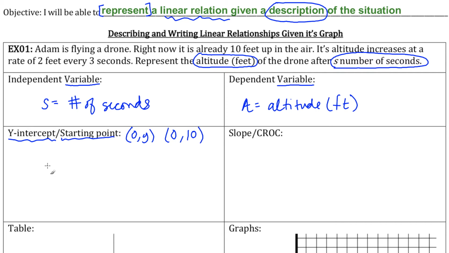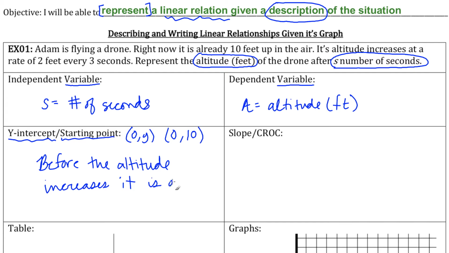So before the altitude increases, you could also say at the beginning, before the altitude increases, it is already at 10 feet. So that means it's already 10 feet up in the air.